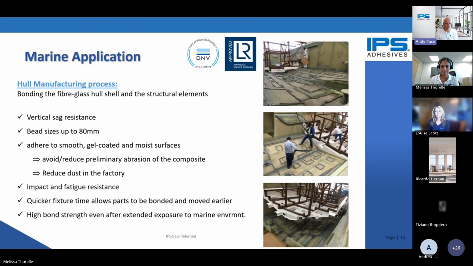So a couple of things to highlight. We now have, well, we've had for many years, products that give you up to 80 mil bead size, which is what you need when building large structures such as hulls, to give you bond as well as gap fill. These are great products that have minimal sag and give you bondability to multiple surfaces. The other thing to consider is that they have impact and fatigue resistance, which in marine is important. We also have the chemistry that allows you to have quicker or slower fixture time, depending on the size of the substrate that you're bonding. So there's lots of flexibility in the systems that we offer.